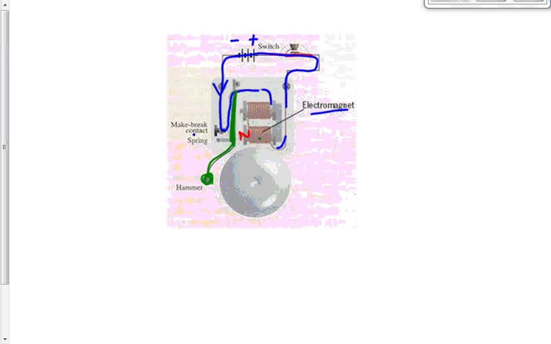That's it, right? Well, what happens when this piece of steel is pulled away from this make-break contact? The contact is now broken. There's no current flowing through. When there's no current flowing through, what happens to the electromagnets? They turn off.